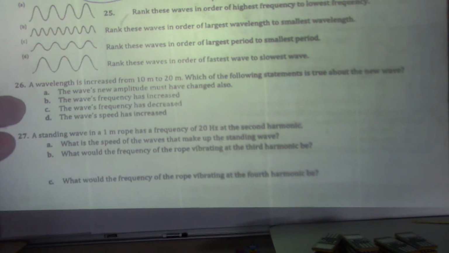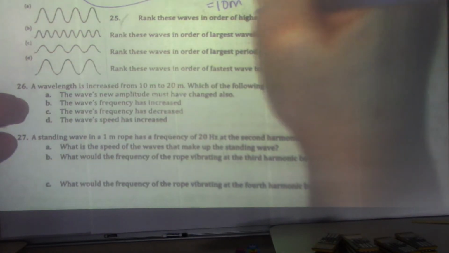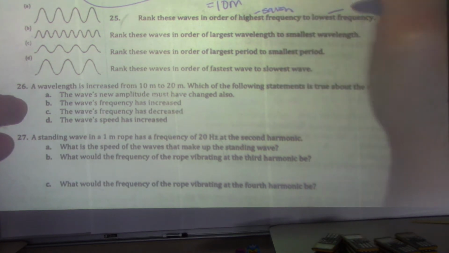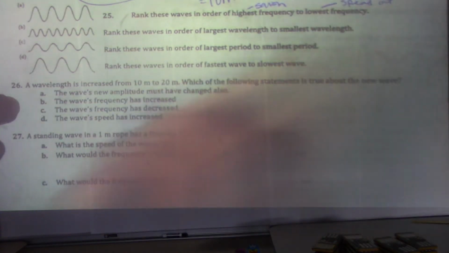Highest frequency to lowest frequency. The highest frequency would be the most squished together, and the lowest frequency would be the most spread out. And it's possible some of them are equal. So definitely B is the most squished together.